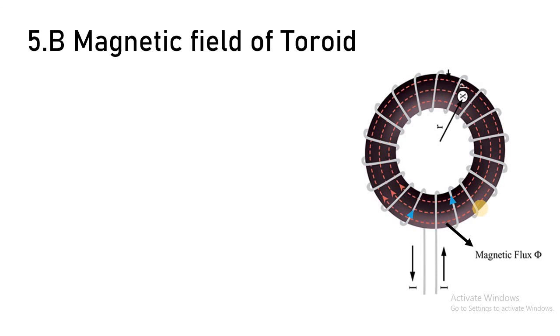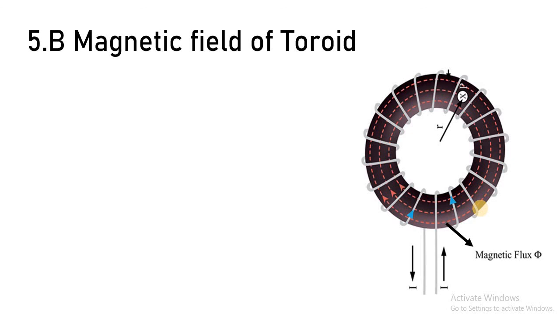Upward. Very good. Okay, because four fingers are in front of you, the curve of your fingers is in the upward direction. So current will flow in the upward direction in the front side of the toroid. But what will be the direction of current at the back side of the toroid?